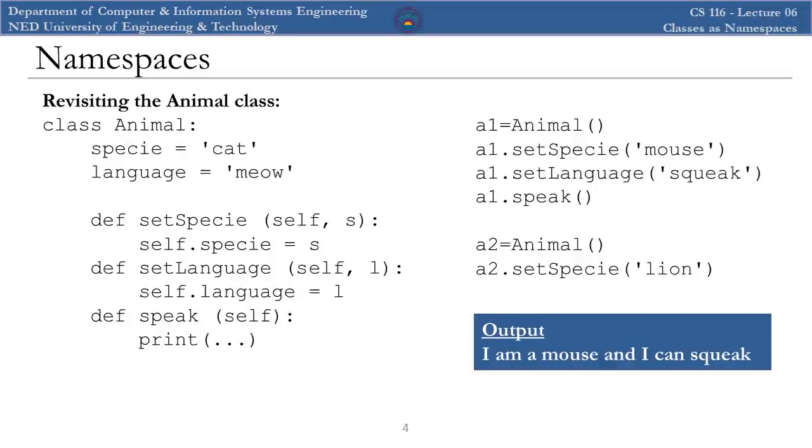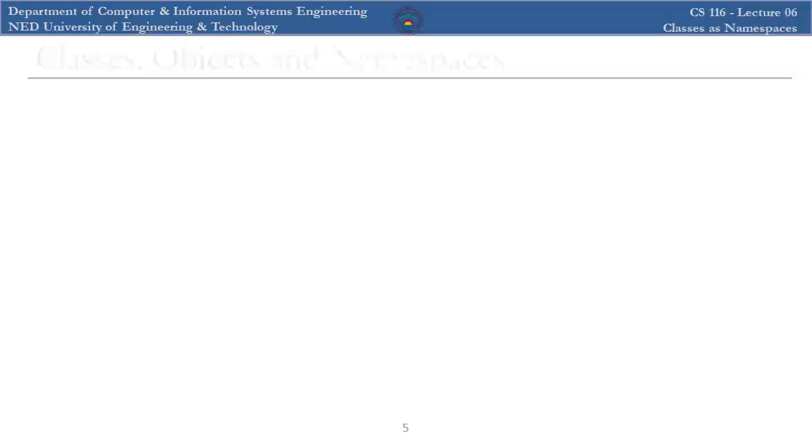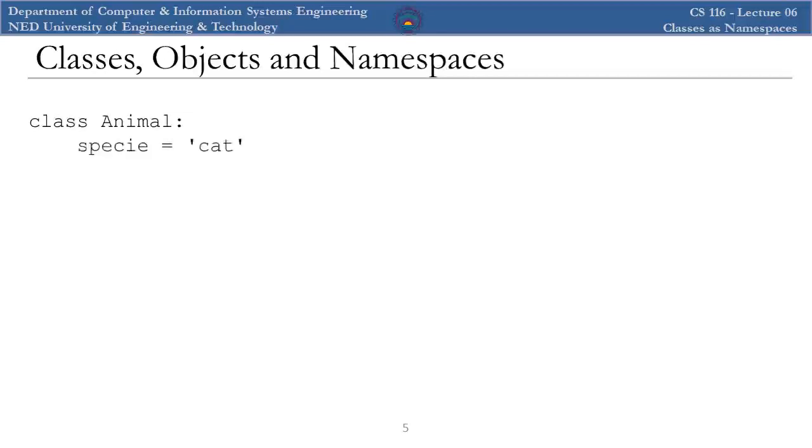Now, today we'll see what happens at the back end when this code runs. Let's see what happens behind the scenes when this code runs. So whenever you define a class definition, what happens? Your system creates a namespace for this class.